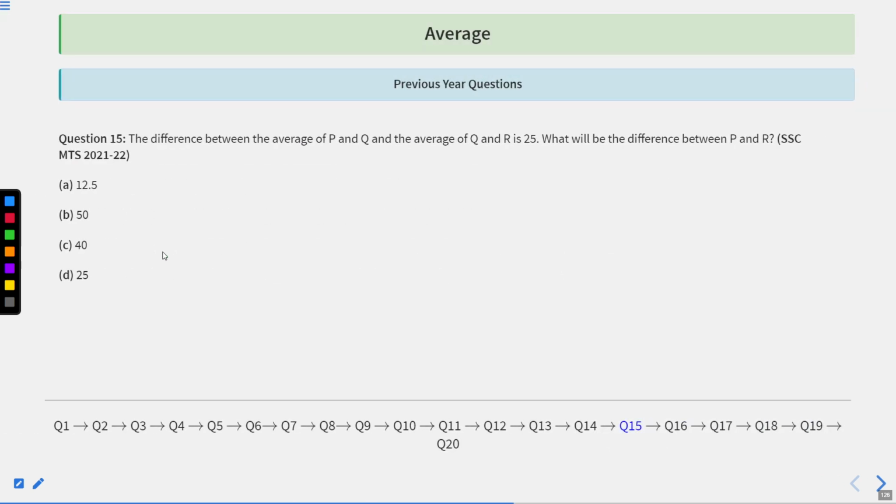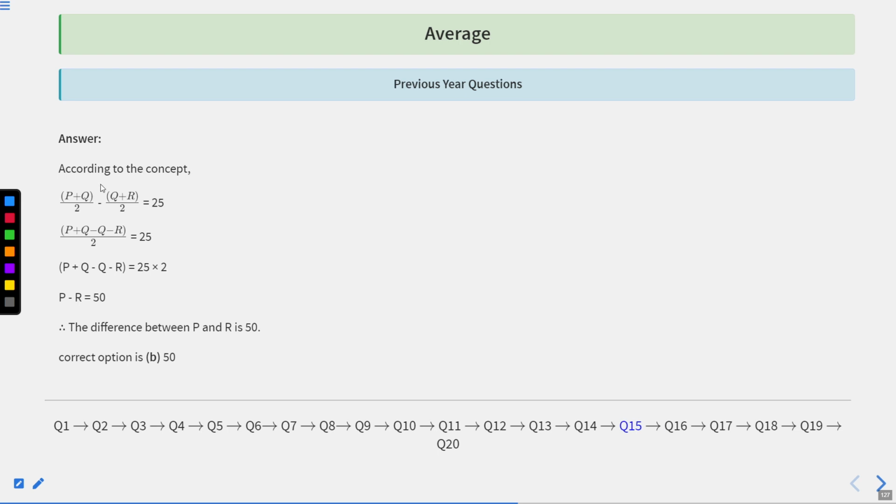Now problem number 15. The difference between the average of P and Q and the average of Q and R is 25. So what will be the difference between P and R? According to the concept, (P plus Q) upon 2 minus (Q plus R) upon 2 is equal to 25. Since the denominators are the same, I can write it as (P plus Q minus Q minus R) upon 2 equal to 25, which gives P minus R equal to 50. Therefore, the difference between P and R is 50. So the correct option here will be 50.